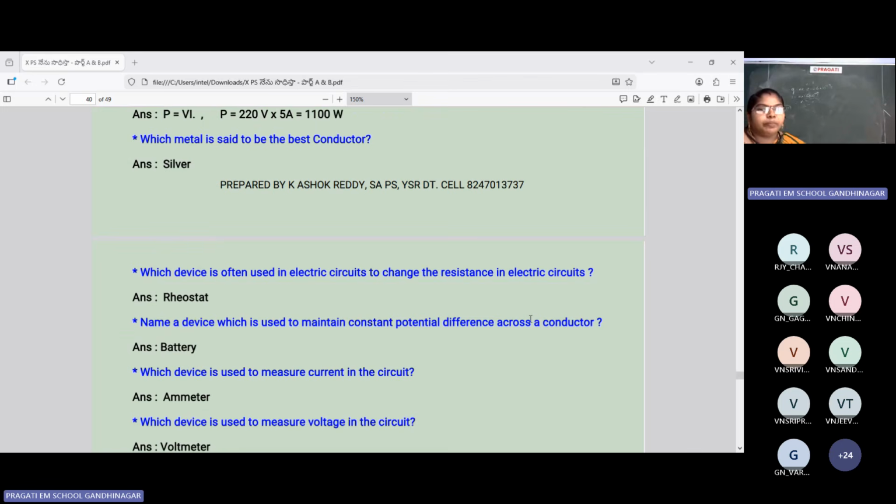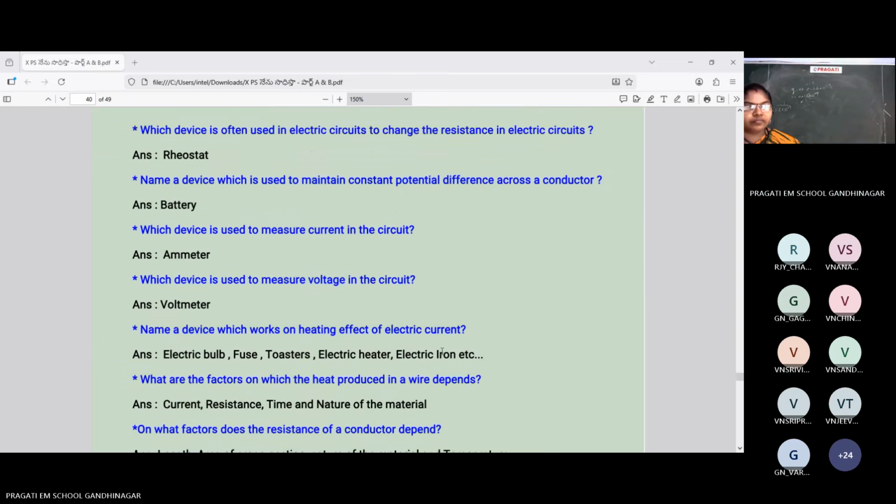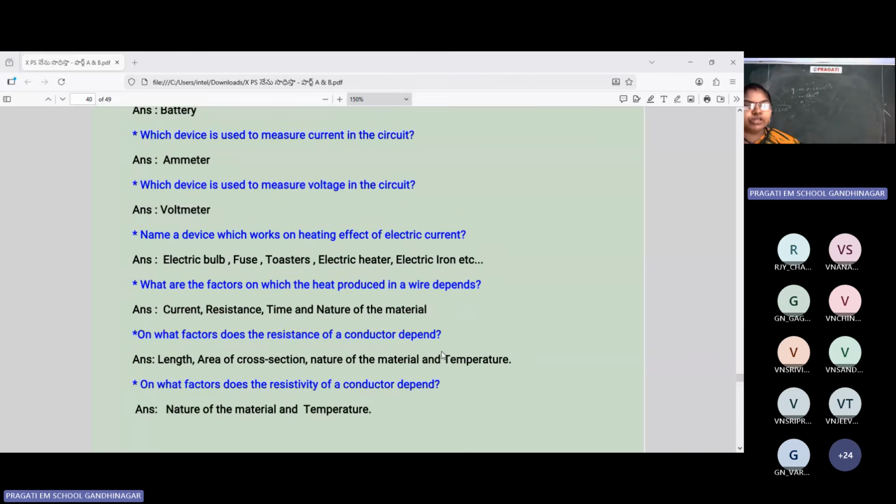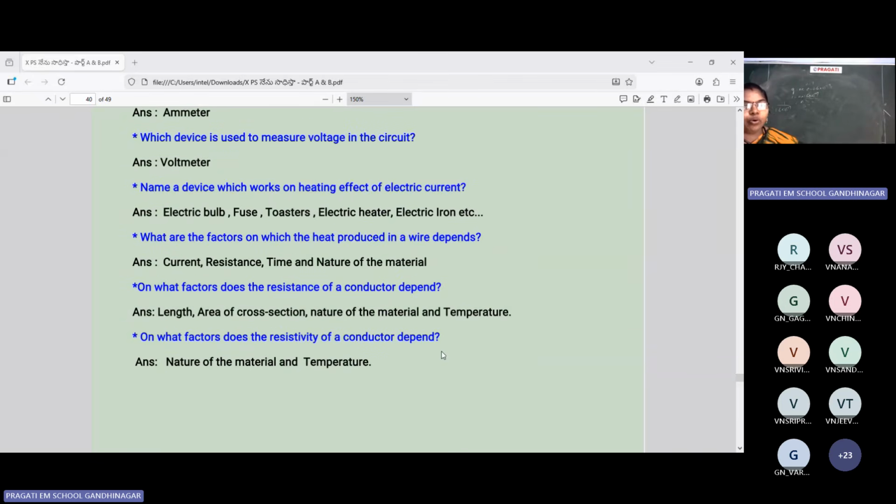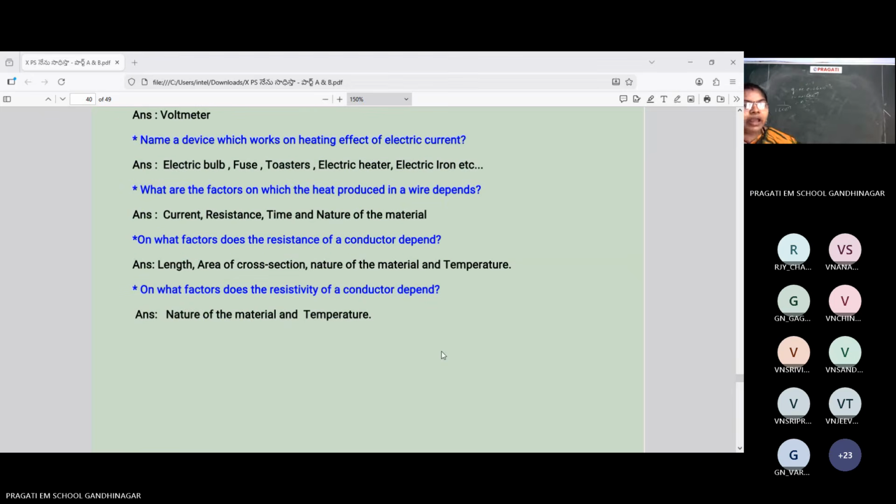Which metal is said to be the best conductor? Silver. Which device is often used in the electric circuits to change the resistance? Rheostat. Which device is used to measure current? Ammeter. To measure voltage? Voltmeter. And the device which works on heating effects of electric current. This question is also covered in the 4 marks Joule's heating. Electric bulb, fuse, toasters, electric heaters, electric irons.